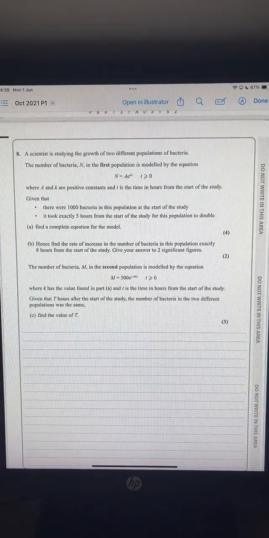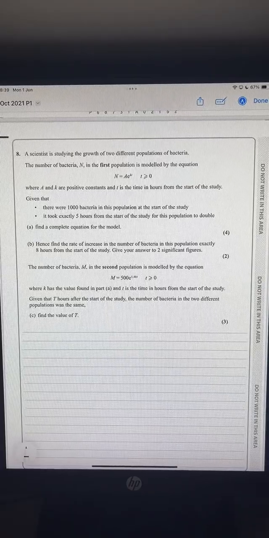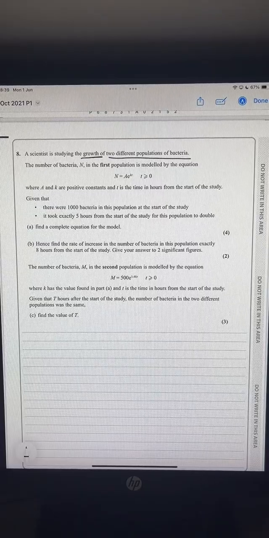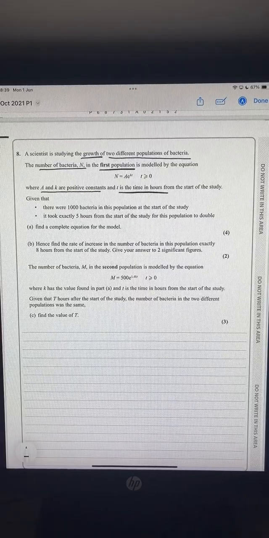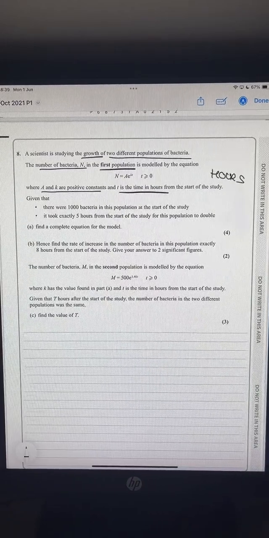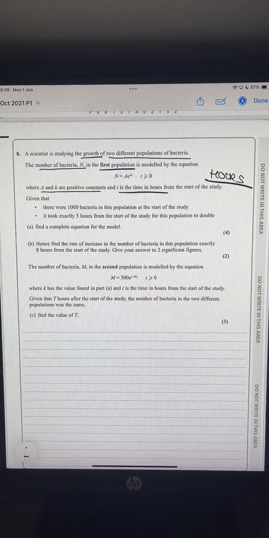Question 8 is where they start to become a lot more involved, but it is still pretty standard. This question 8, part A at least, is pretty standard in my opinion. So a scientist is studying the growth of two different populations of bacteria. I'm going to underline the word growth as well, so I know that there's going to be some sort of increase happening here. The number of bacteria, N, in the first population is modeled by this equation here, where A and K are positive constants and T is the time in hours. So I'm going to put a note here that T is in hours so I don't forget, in case the question decides to switch up halfway through from the start of the study.